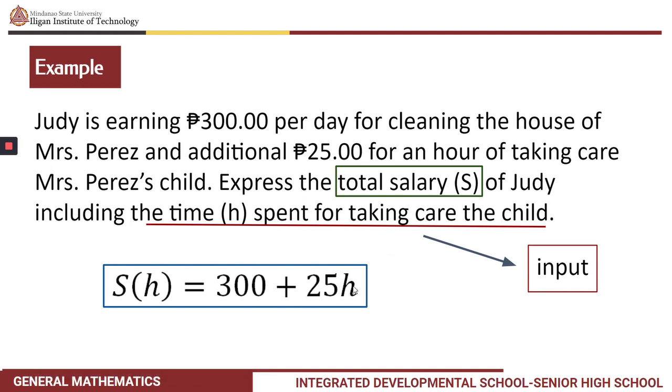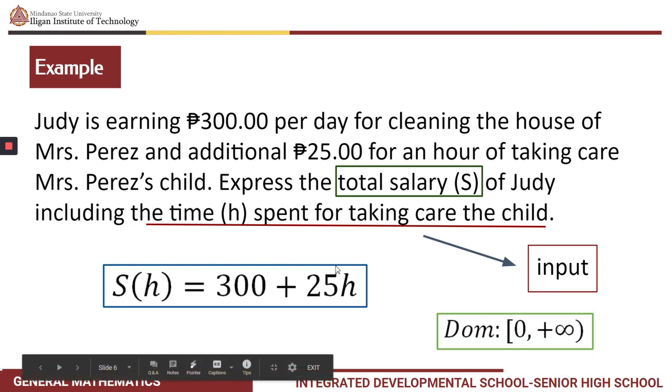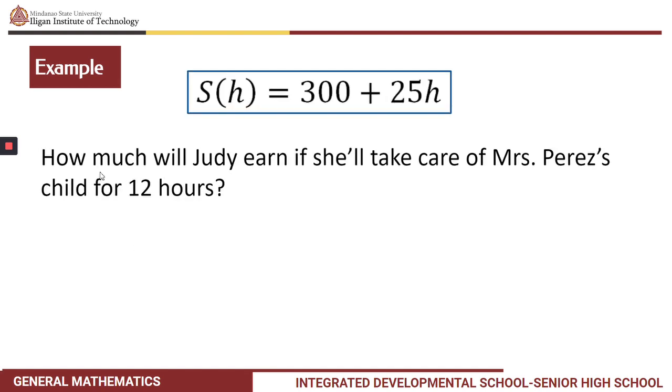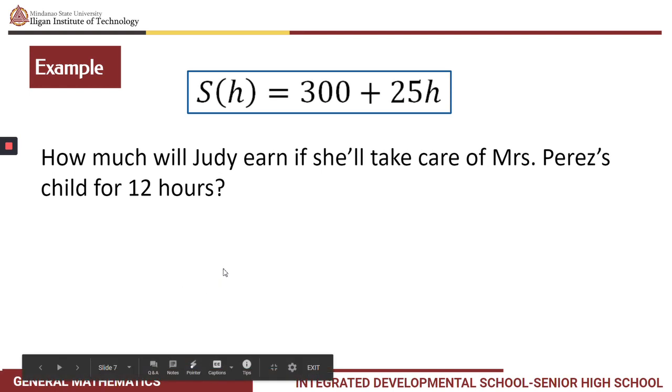So H can only take 0, non-negative, right? 0 to positive infinity. Okay, the same, because we don't have a negative number of hours. So let's try to solve. How much will Judy earn if she'll take care of Mrs. Perez's child for 12 hours?